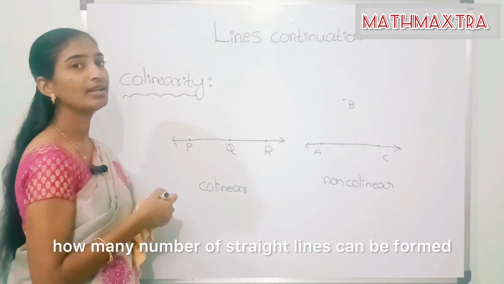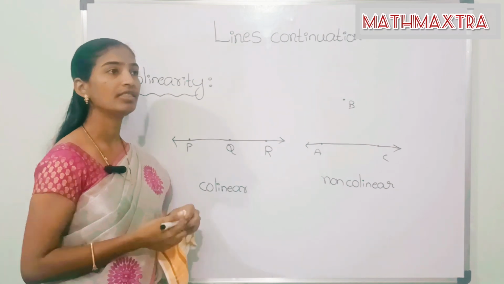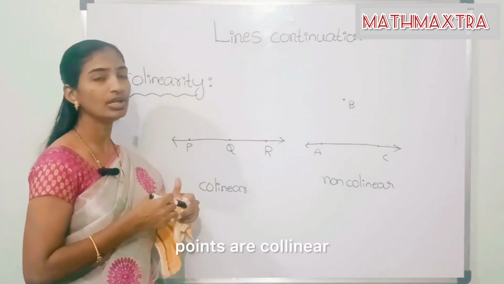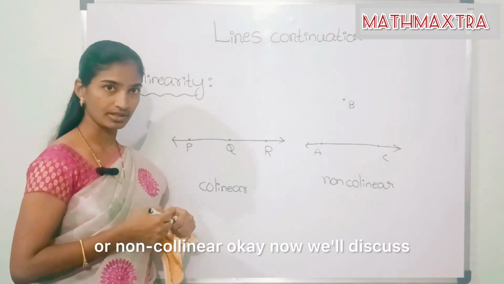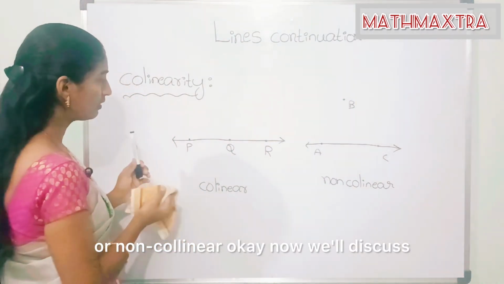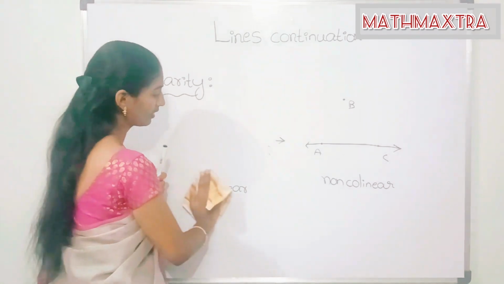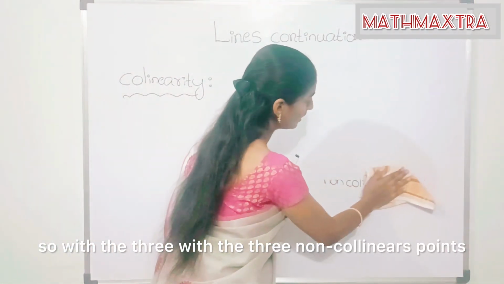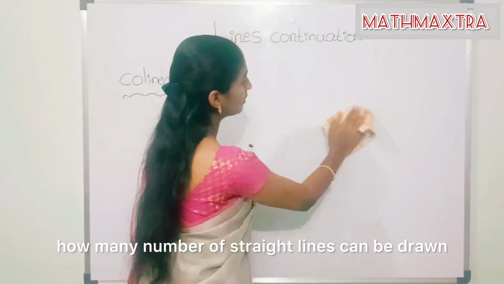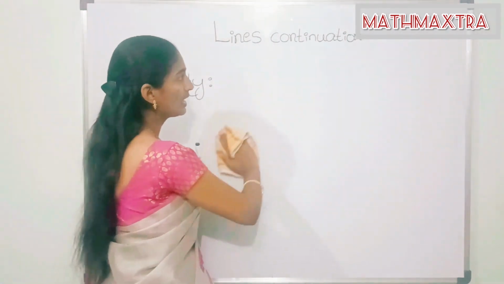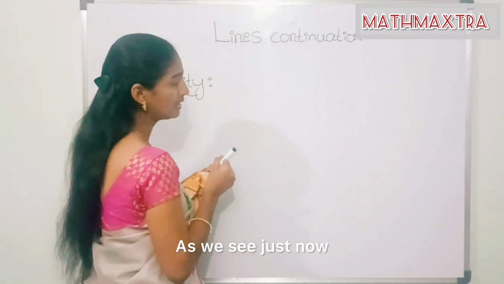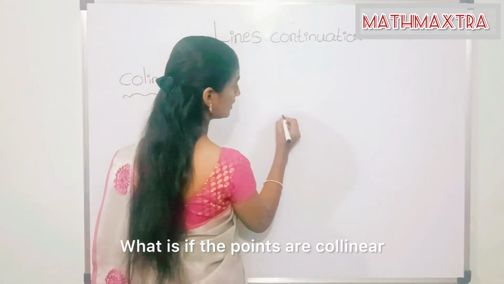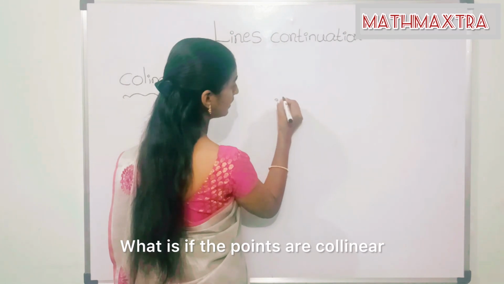So just now I asked the question: with 3 points, how many straight lines can be formed? That completely depends on whether the given points are collinear or non-collinear. Okay, now we'll discuss. With three non-collinear points, how many straight lines can be drawn? As we saw just now, there are two possibilities. What if the points are collinear?